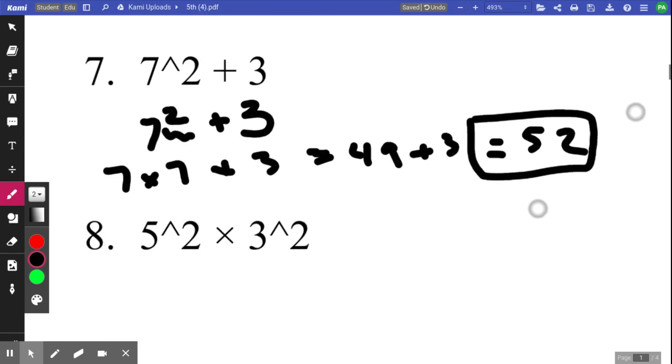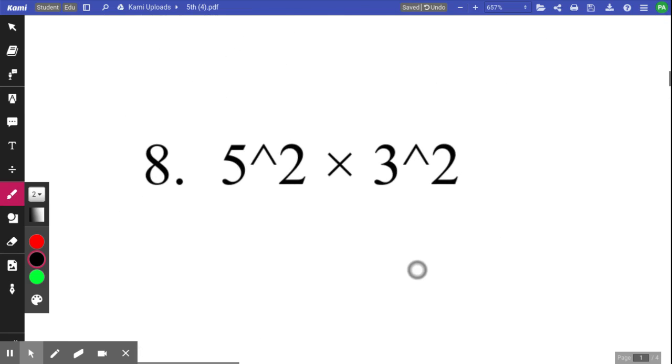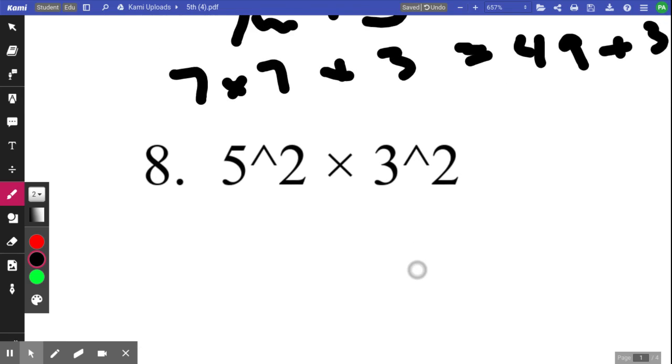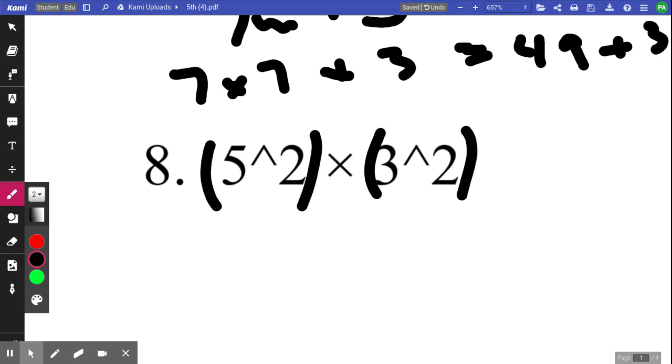Let's look at number 8. Now we see 2 multiplication problems being multiplied. So essentially what you would do here is put parentheses around them. And remember, we always have to solve parentheses first, P for PEMDAS. So we're going to just do it again. We're going to create the equation.